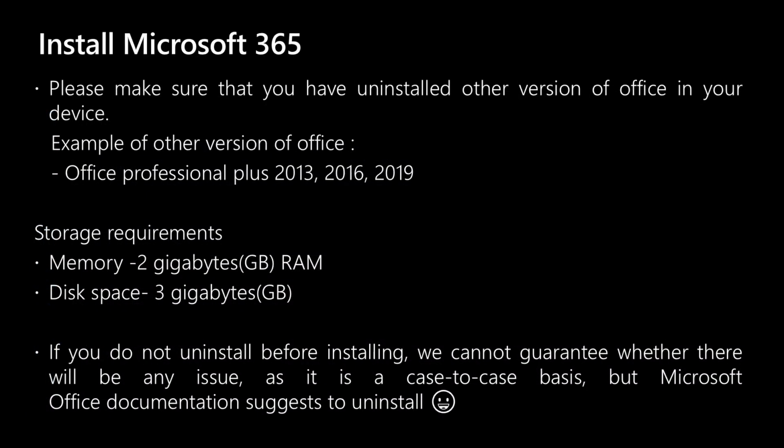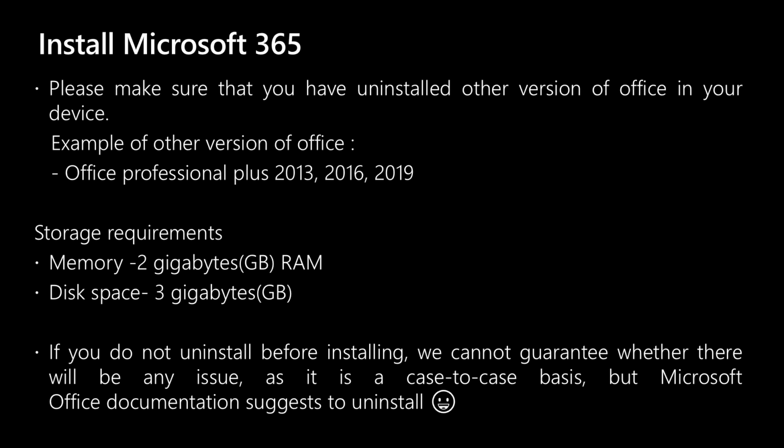Before you install the latest version of Microsoft Office 365, please make sure that you have uninstalled other versions of Office on your device, for example, Office Professional Plus 2013, 2016, and 2019. The next thing is to make sure your device meets the requirements, which are 2 GB of RAM for memory and 3 GB for disk space.